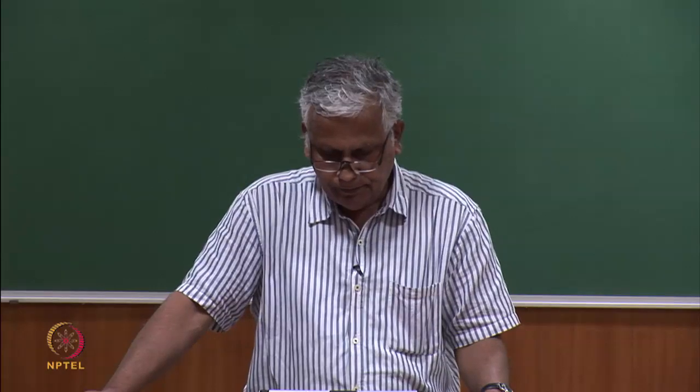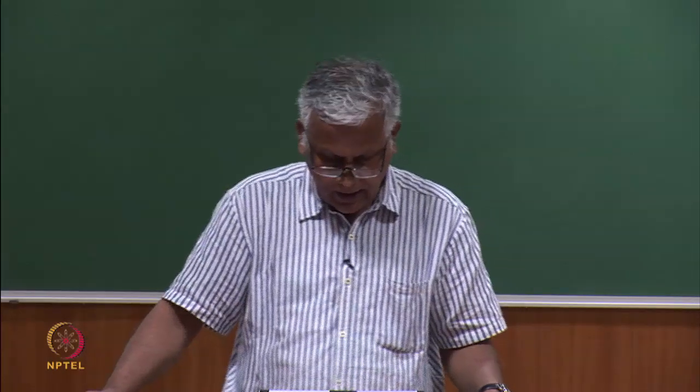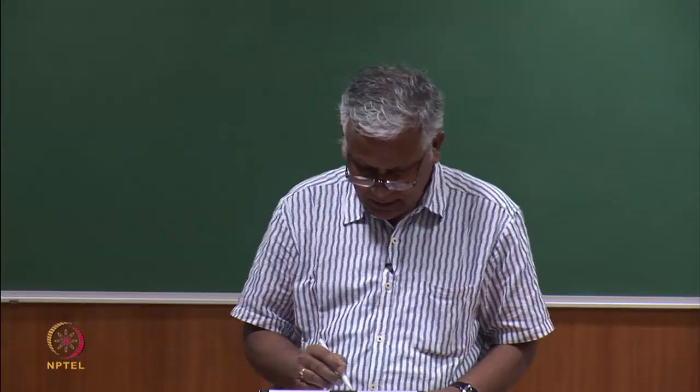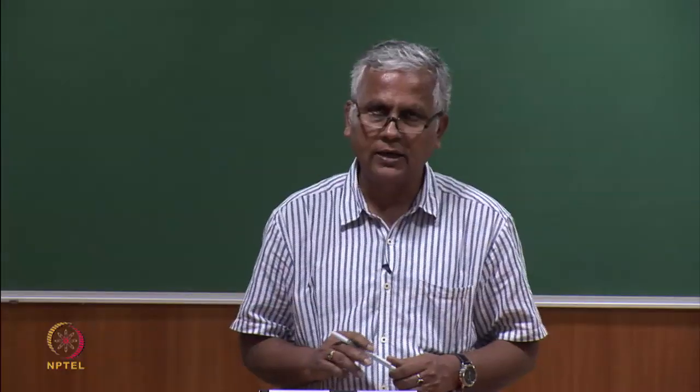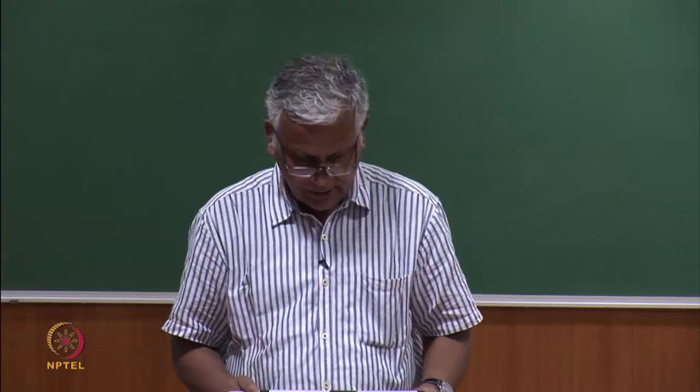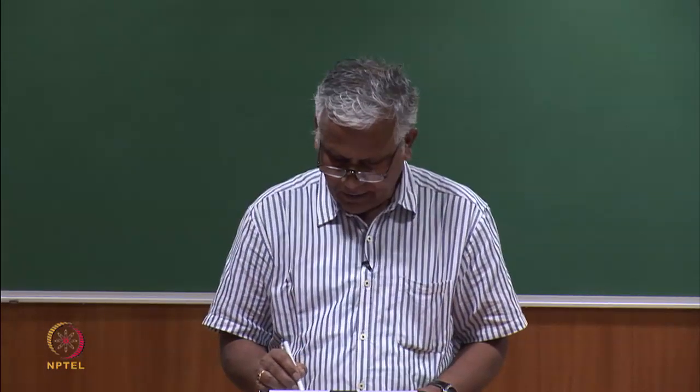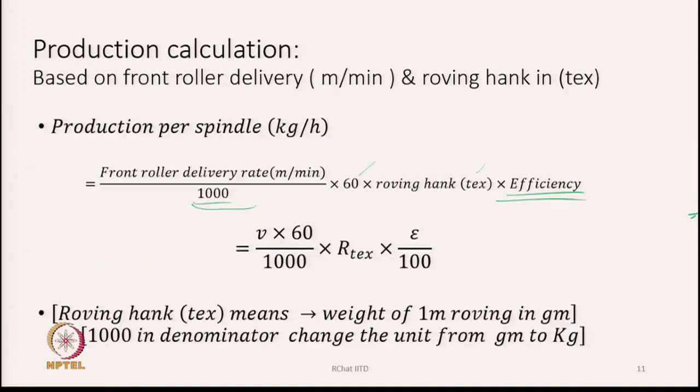And that divided by 1000 is converting grams into kg. So, the denominator 1000 that we get is to convert the weight in grams into kg, and that is multiplied by an efficiency factor, depending upon the efficiency of the machine.